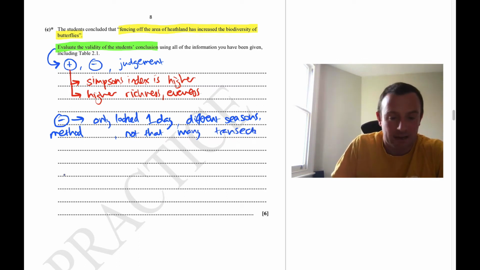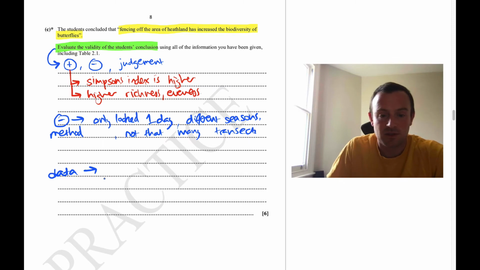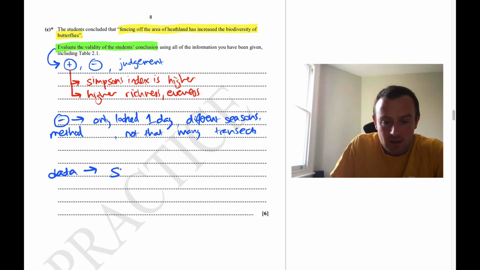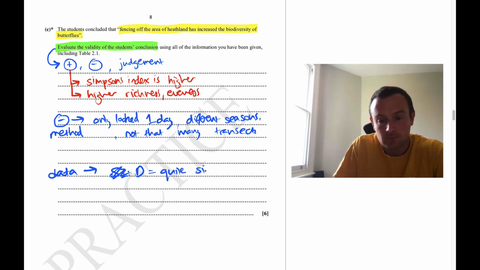What about the data? Negatives on the data. Well, the two different values of Simpson's index were quite close together. Are they really that different? Not really. I'll just write SI for Simpson's index. No, actually, let's use D. D, Simpson's index of biodiversity, quite similar. So it's difficult to really say if they were significantly different.